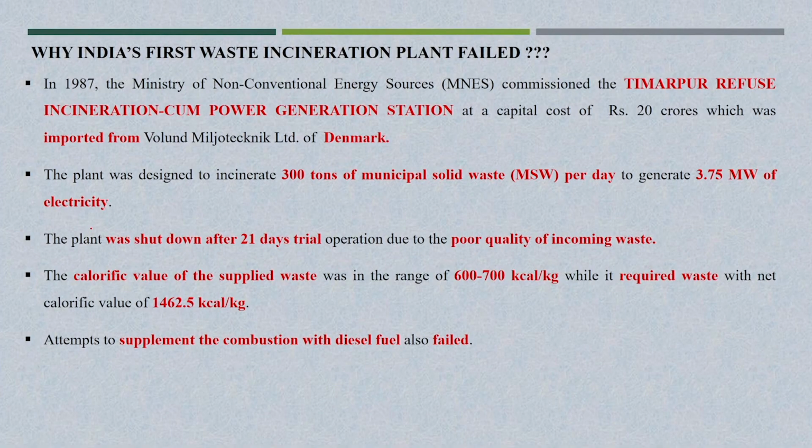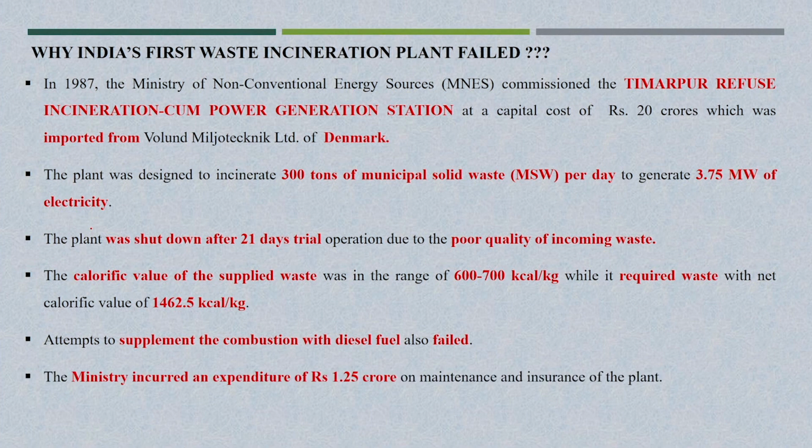So, there were attempts to supplement the combustion process with diesel fuel, and they also tried another fuel to produce energy, but that also failed. Then finally, an expenditure of 1.25 crore on maintenance and insulation of the plant was required to run the 21-day trial, and finally the plant was officially shut down in July 1990. After 2-3 years it was completely shut down.